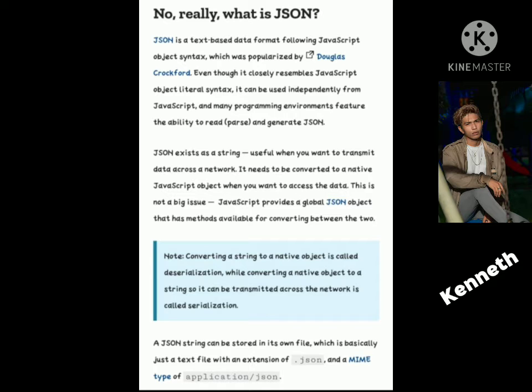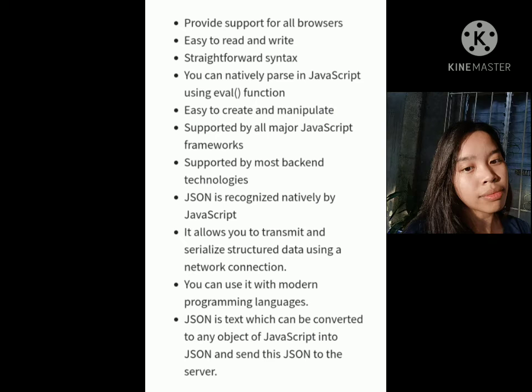A JSON string can be stored in its own file, which is basically just a text file with an extension of .json and a MIME type of application/json. I'm Jolien M. Aurelio, and I'm gonna report about the use of JSON.